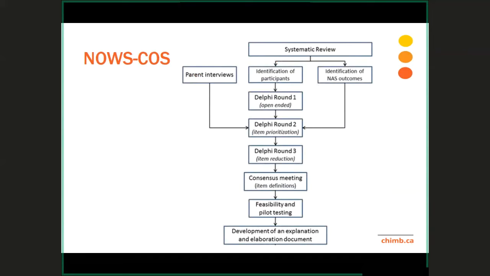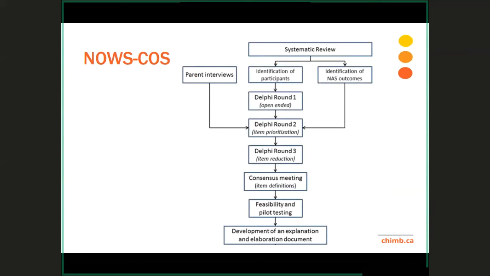Delphi is really a fancy term for a series of surveys with the goal of a consensus. It's a consensus process where the first round is open-ended. The participants say what outcomes are important to you when you're managing these children, and they can write in whatever they like. We combine all those outcomes with all the outcomes from the systematic review, and all the outcomes identified by parents. So in general, when you're doing a core outcome set, you would include persons with lived experience in the Delphi.